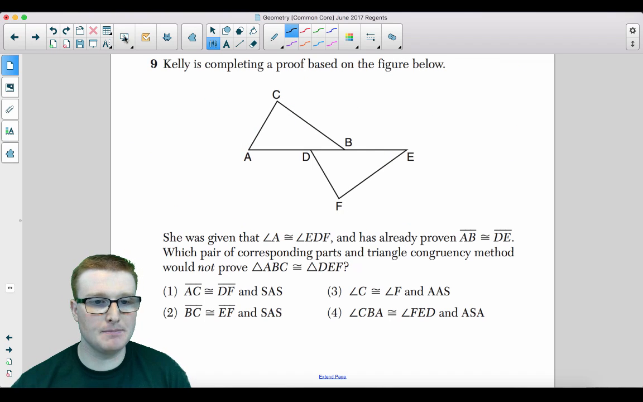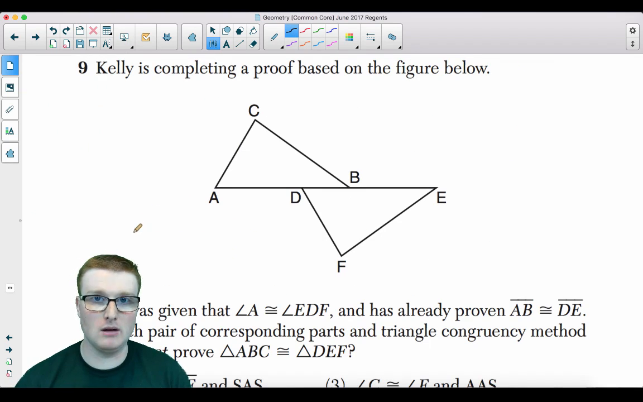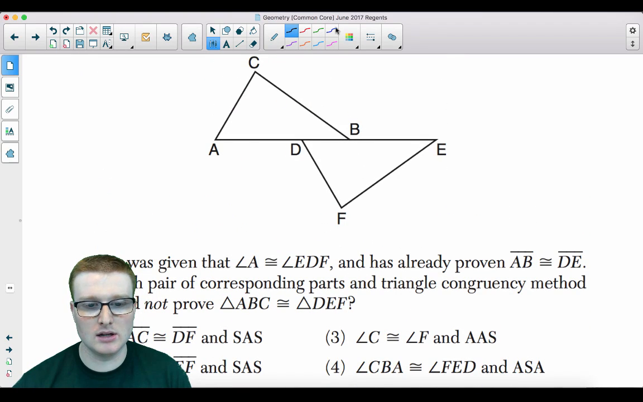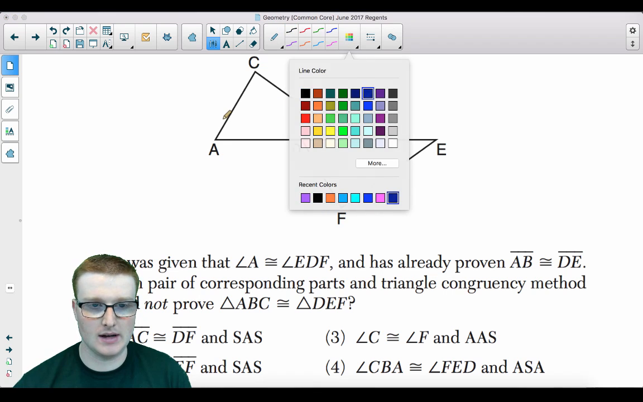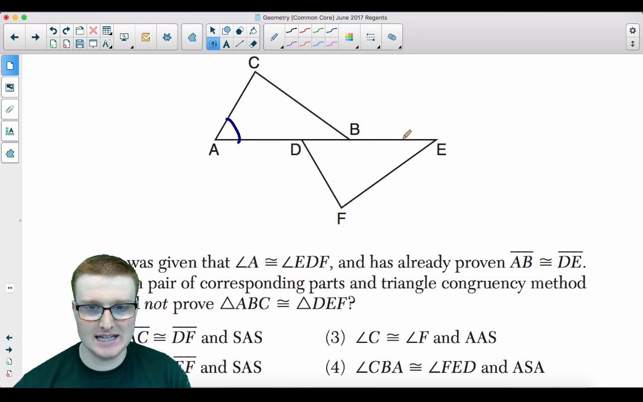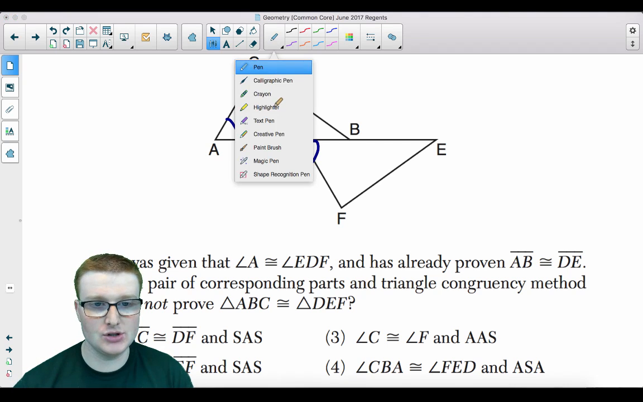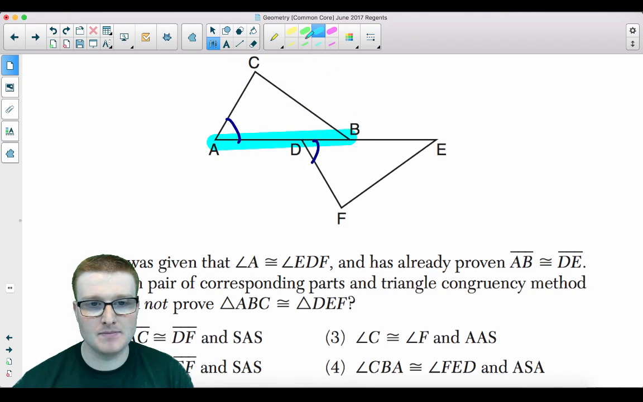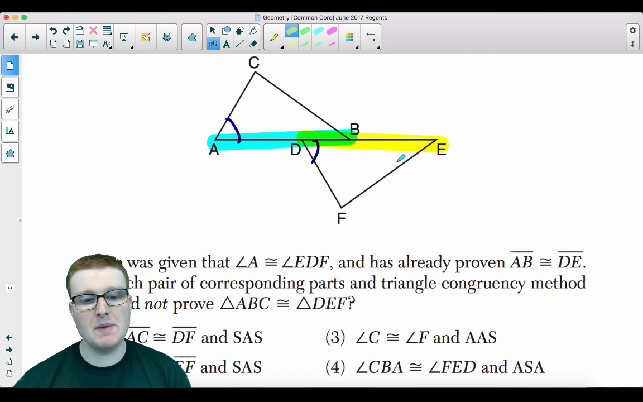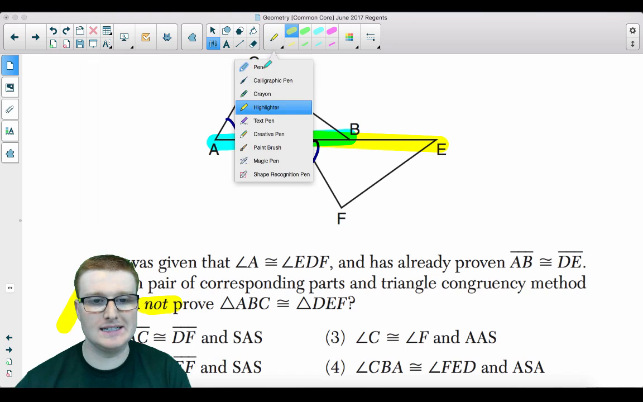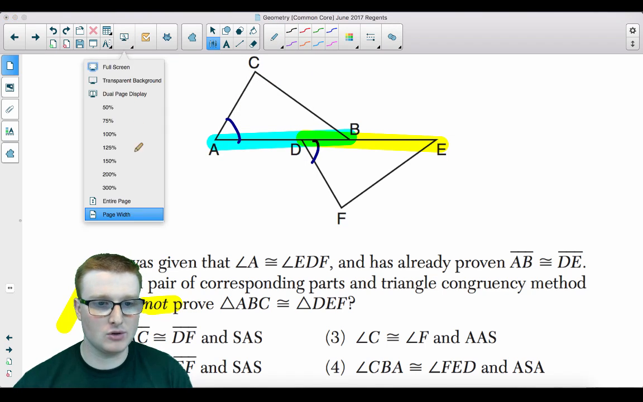Number 9. Kelly is completing a proof based on the figure below. She was given that angle A is congruent to angle EDF, right there. And she has already proven that AB is congruent to DE. Which pair of corresponding parts of triangle congruency method would not prove triangle ABC congruent to triangle DEF? Let's take a look, folks.